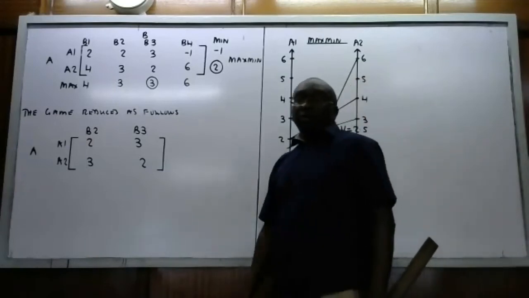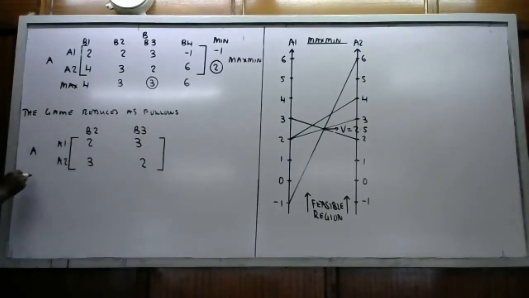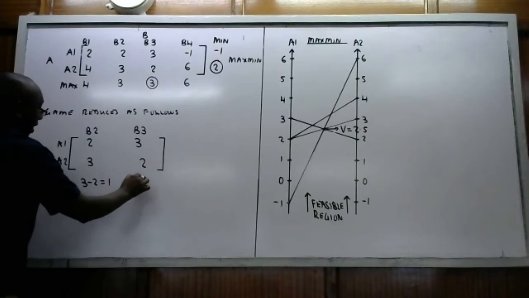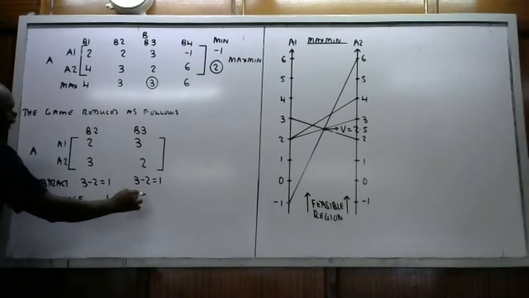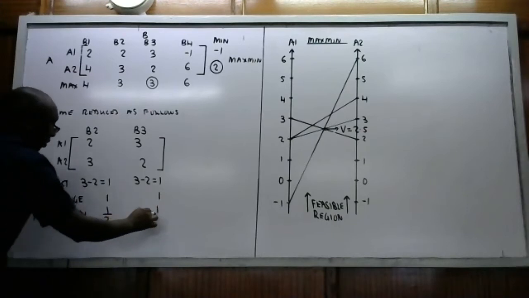So you solve this now using algebra, just like we have done with the other one. So you subtract. So this will be 3 minus 2 equals 1. And this will also be 3 minus 2 equals 1. Then you interchange. So this one there and one there. And then probability. Probability will be 1 out of 2.